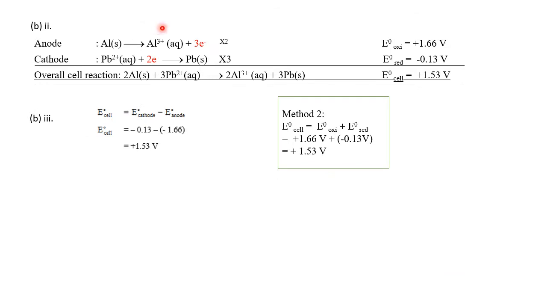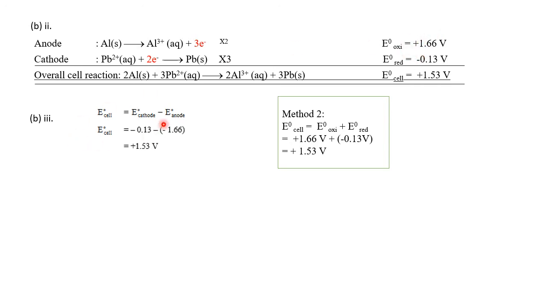Actually, there is another method to solve part B2. As I mentioned before, when we multiply by 2 or by 3, you have to take note that the value of the standard reduction potential won't change. But if you check the anode, it undergoes oxidation. So this one goes from 0 to positive for oxidation, meaning that this is not the standard reduction potential. The name of the cell is standard reduction, but in this case it is oxidation. That's why the sign has to change to positive.